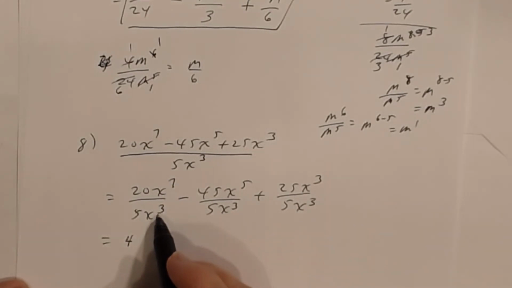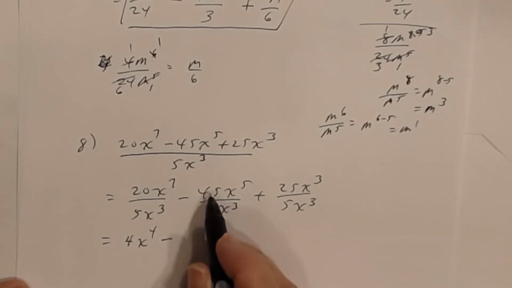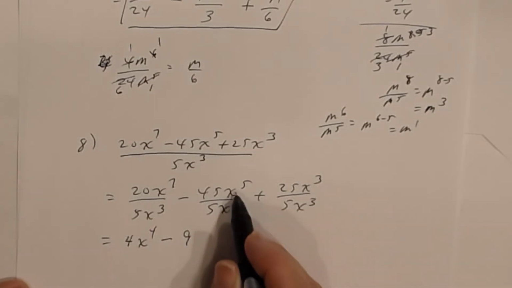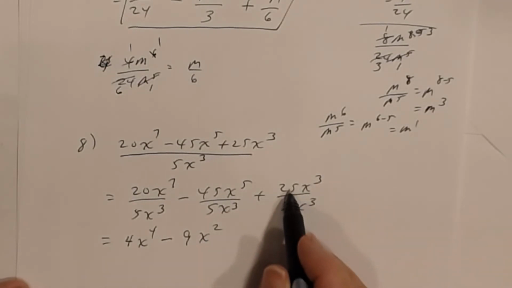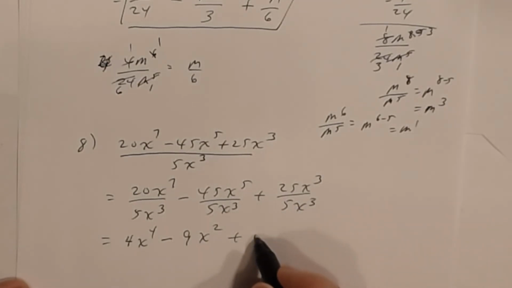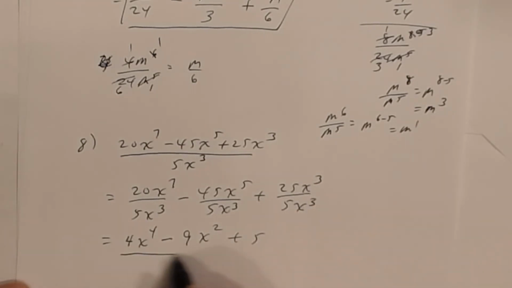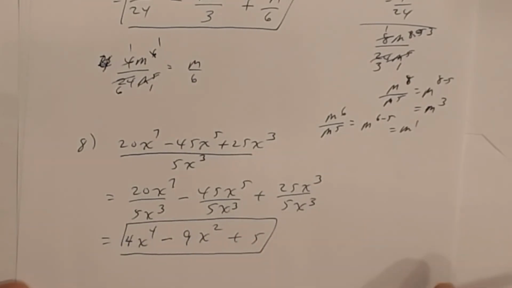X to the 7 divided by x cubed, divide like bases, subtract exponents. 7 minus 3 is 4, so that's x to the 4th. Minus 45 divided by 5 is 9. X to the 5th divided by x cubed is x squared. Plus 25 divided by 5 is 5. That's easy. X cubed divided by itself is 1. So there's your answer. So pretty easy, right?